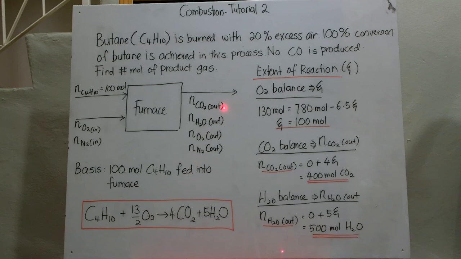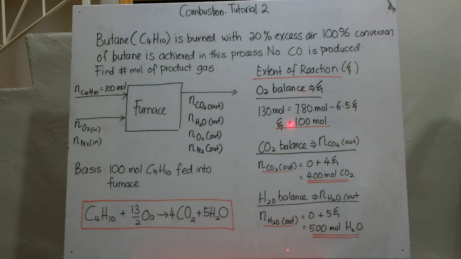Okay, now let's find these two compounds, CO2 and H2O. I would like to use the extent of reaction method because I have information which allows me to find the extent of reaction. In order to find it, I will use the O2 balance. From the O2 balance, I will get the extent of reaction value. So the 130 mole balance of O2 equals whatever O2 goes in, 780 mole, minus, because O2 is a reactant, 6.5 times the extent of reaction. So we obtain an extent of reaction value equal to 100 mole.